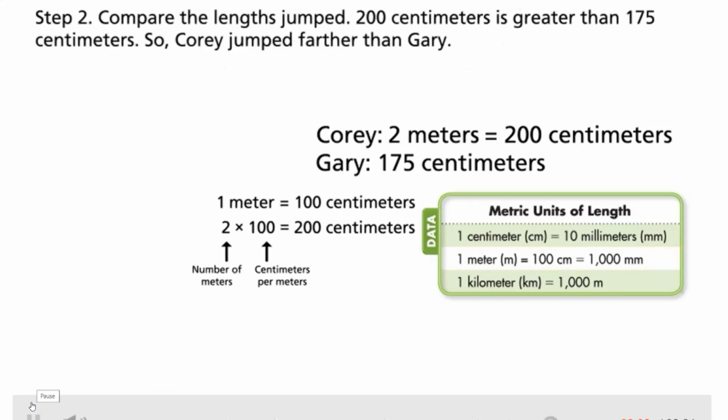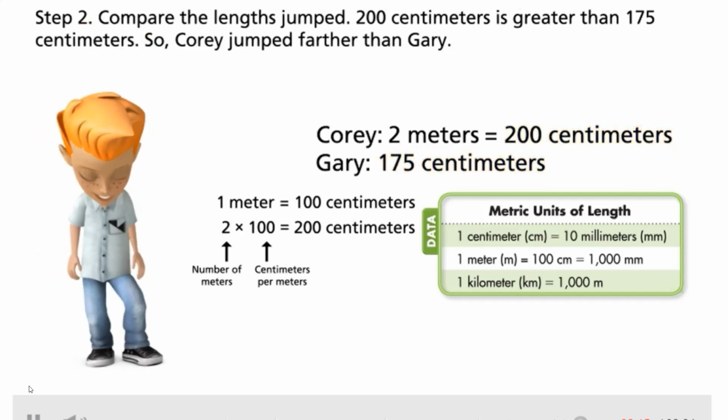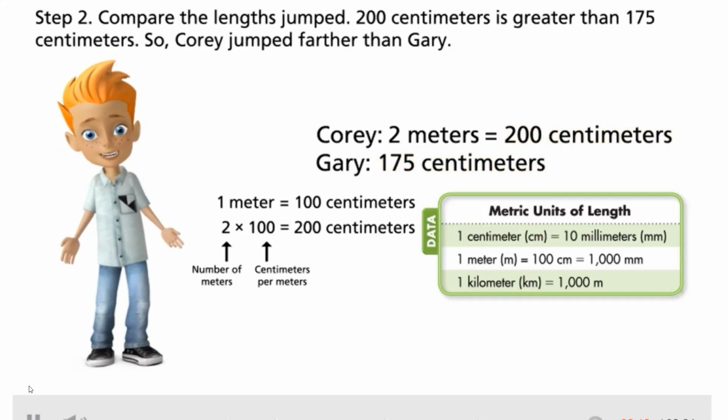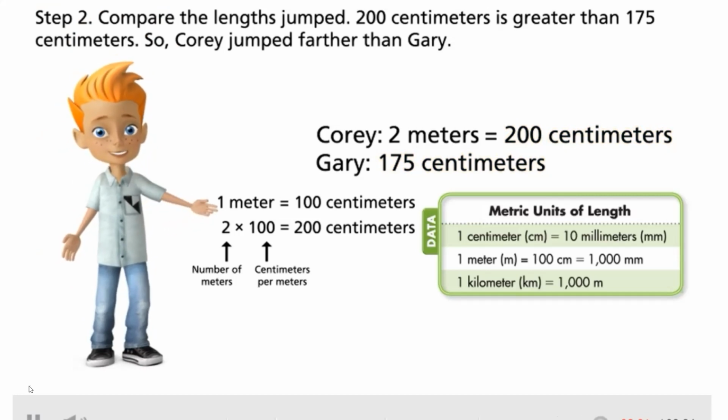Step 2. Compare the lengths jumped. 200 centimeters is greater than 175 centimeters. So Corey jumped farther than Gary. Now you know how to convert from one unit of metric length to another.